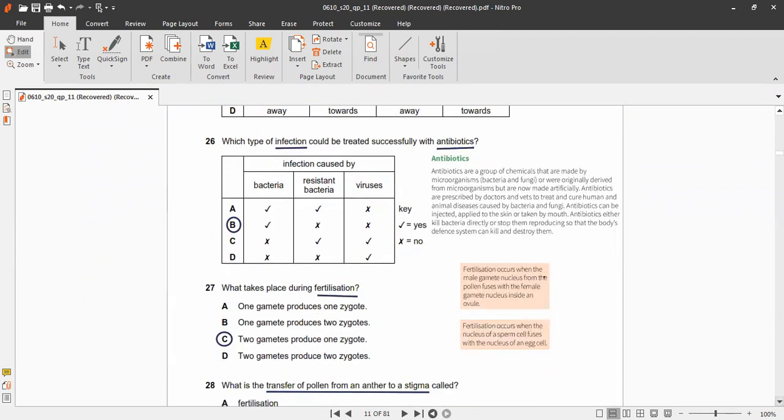Which type of infection could be treated successfully with antibiotics? Yes, antibiotics for bacteria. Antibiotics are a group of chemicals that are made by microorganisms, bacteria and fungi. So antibiotics are prescribed by doctors and vets to treat and cure human and animal disease caused by bacteria and fungi.